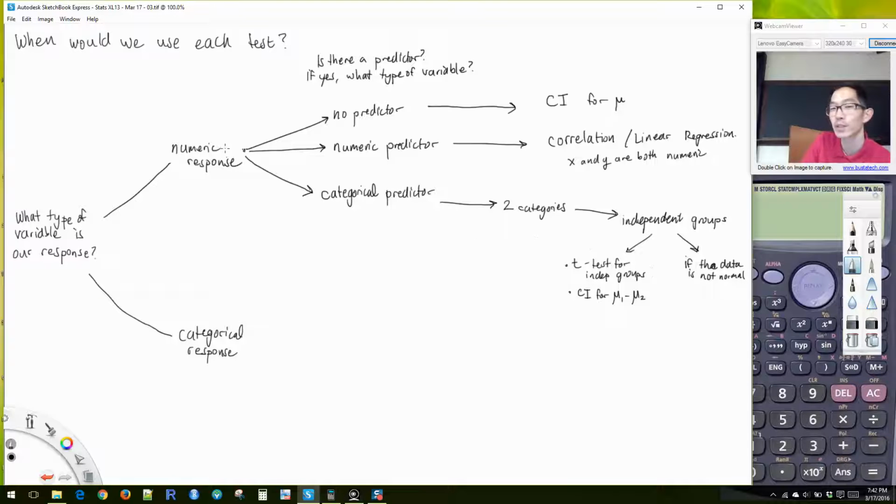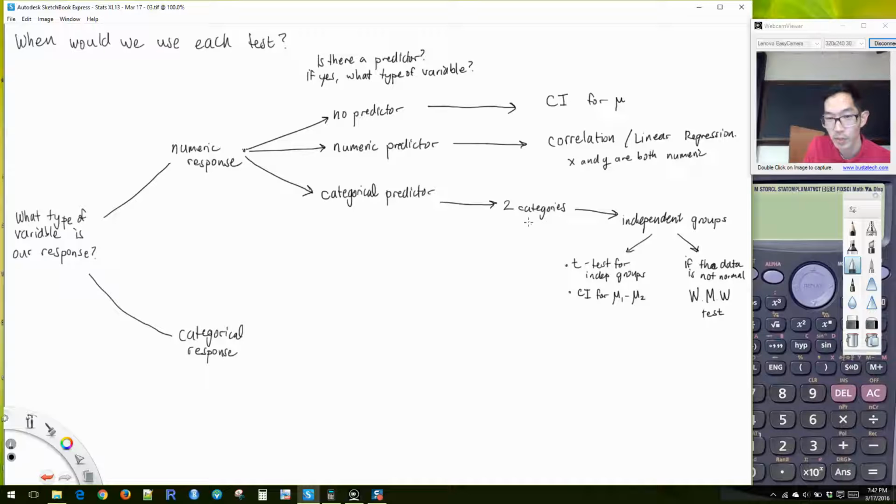To see if there's a difference in our numeric response, this is going to be the Wilcoxon Mann-Whitney test. If your data is not normal and you've got small samples, do you remember when we used our Wilcoxon Mann-Whitney test? Small samples with outliers indicate that the assumptions about the central limit theorem don't work here. In that case, we would use the Wilcoxon Mann-Whitney test. That's with independent groups.